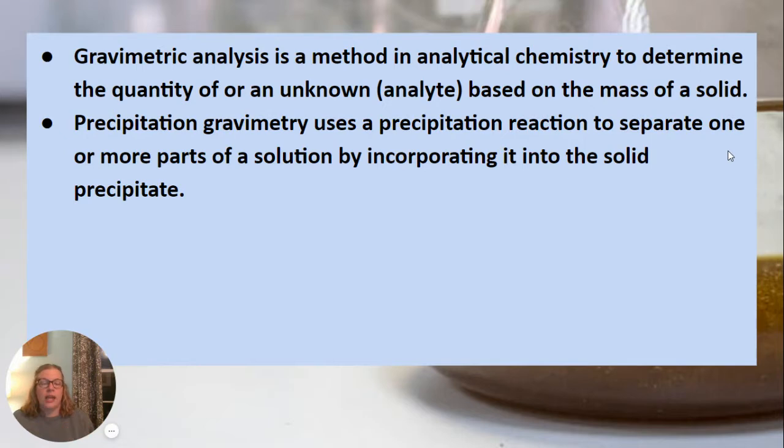And so the type of gravimetric analysis that we're going to be doing is something called precipitation analysis. And what it does is it uses a precipitation reaction from something that's unknown to separate one or more parts of a solution by taking that unknown thing and getting it stuck in a precipitate. And when we get it stuck in the precipitate, we can analyze the amount of the precipitate and then figure out what that unknown is.